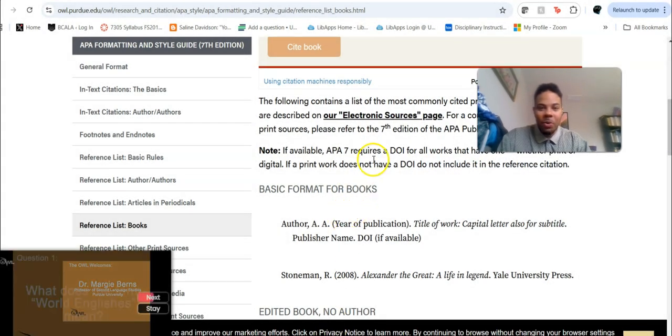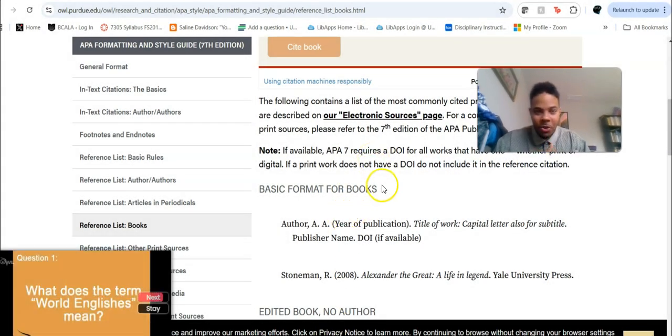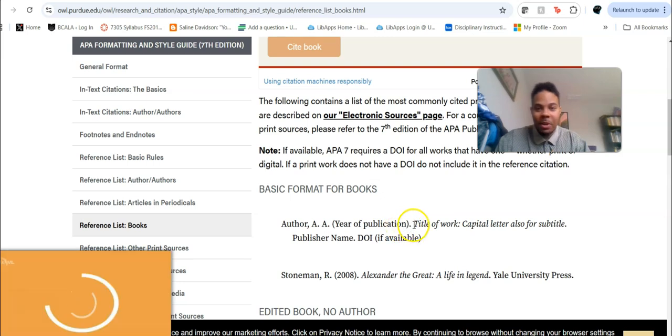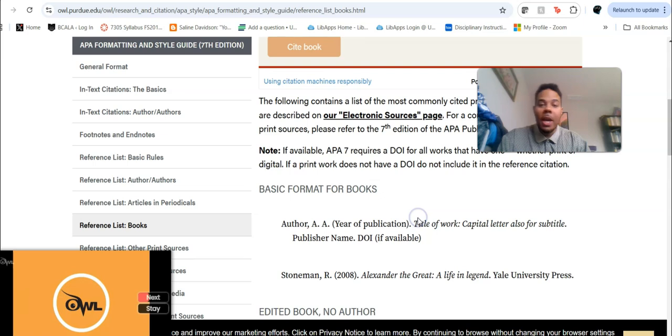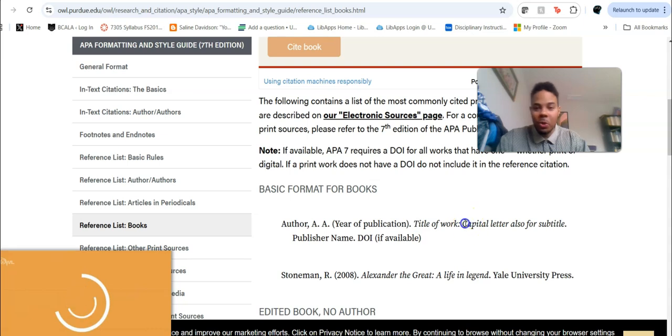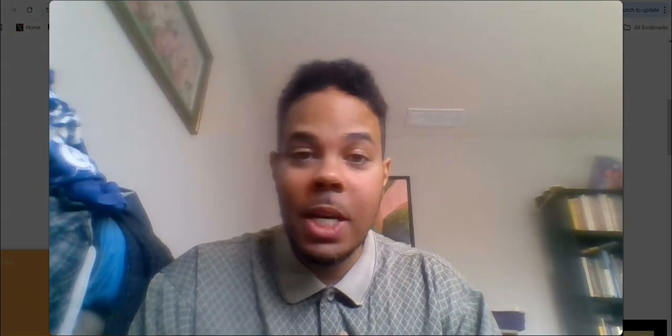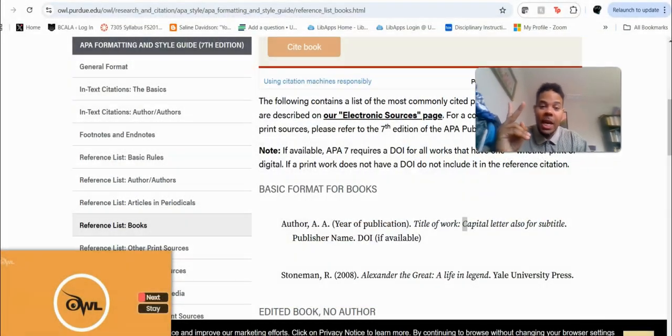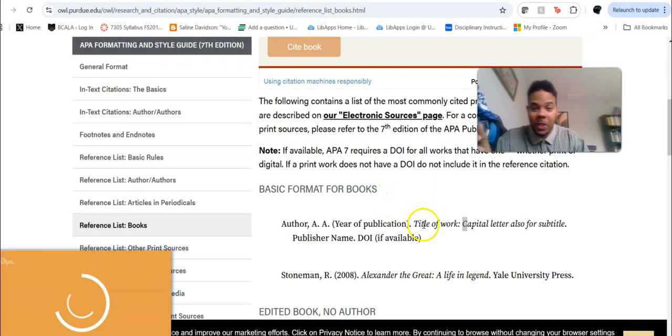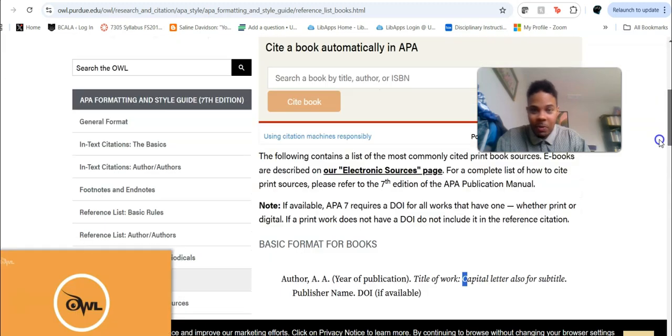All right, so when it comes to writing your reference list, and again, book titles and article titles have to follow this rule. And the rule is that you only capitalize the first word of the title, the first word of the subtitle, and then any proper nouns. Again, that is the first word of the title, the first word of the subtitle, and any proper nouns for book titles. So we'll scroll down and look at this so that you can see what I'm talking about.